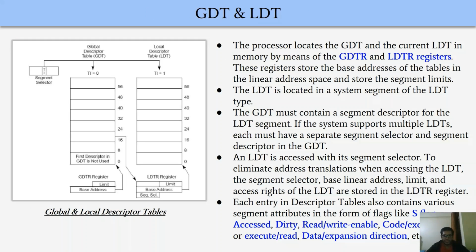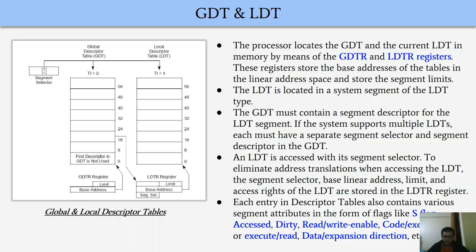Now we'll talk about GDT and LDT. As mentioned earlier, the processor locates the GDT using the GDTR register. The same is the case for the LDTR register. Now, the LDT is located in a system as a segment inside the GDT itself. That is, the GDT must contain a segment descriptor for the LDT segment. If the system supports multiple LDTs, each must have a separate segment selector and segment descriptor in the GDT.